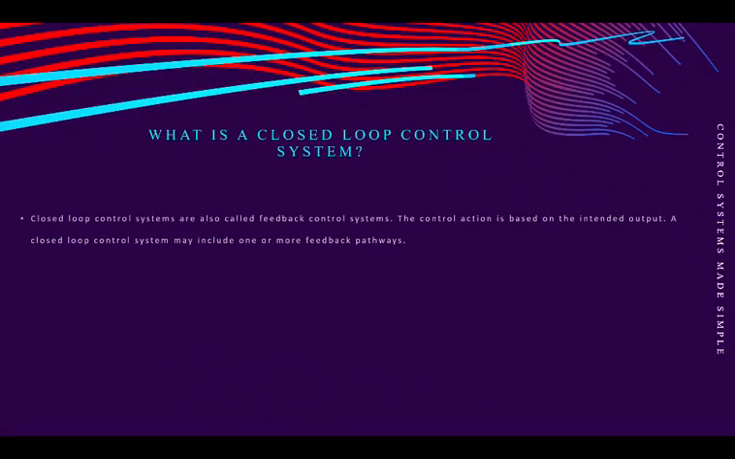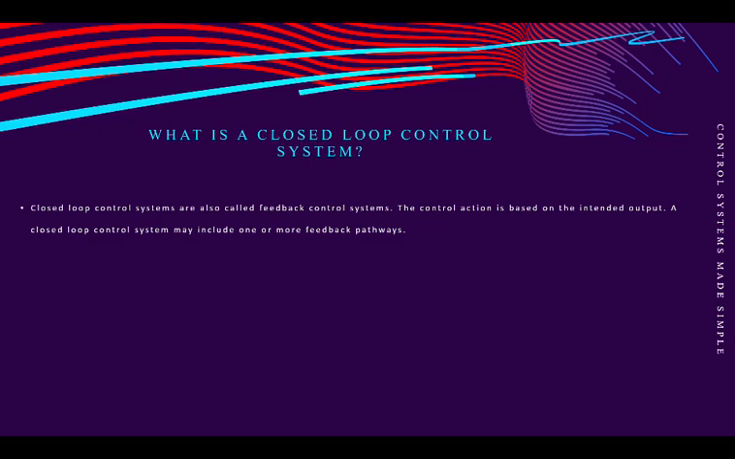Closed loop control systems are also called feedback control systems. The control action is based on the intended output. A closed loop control system may include one or more feedback paths.